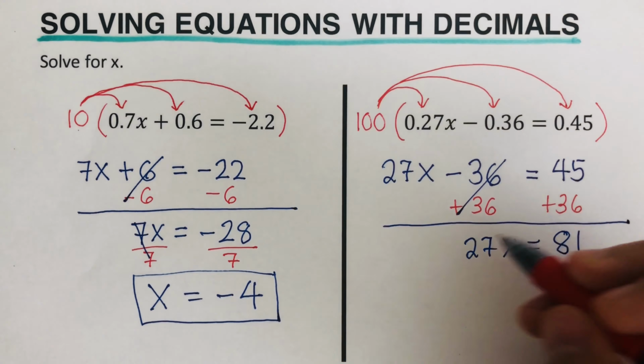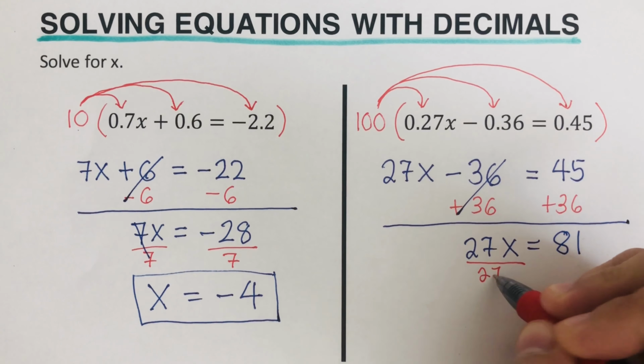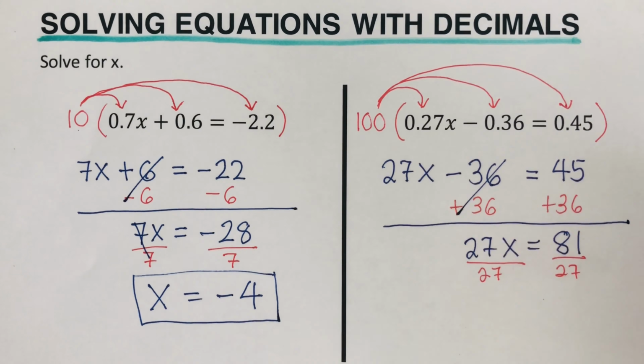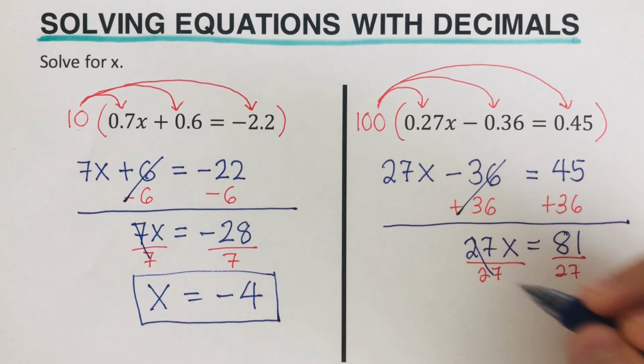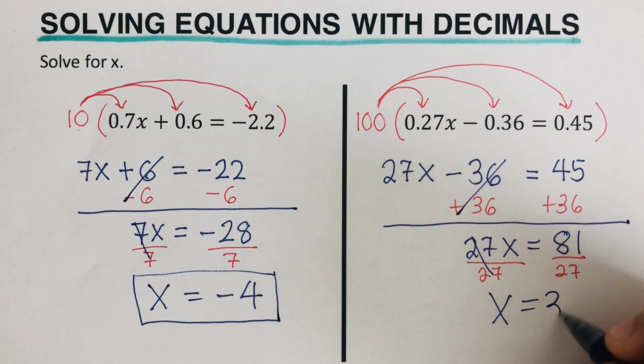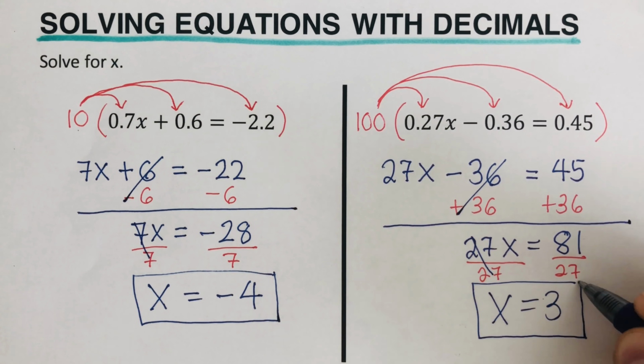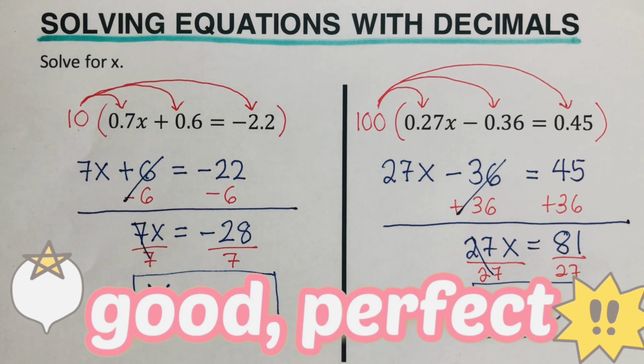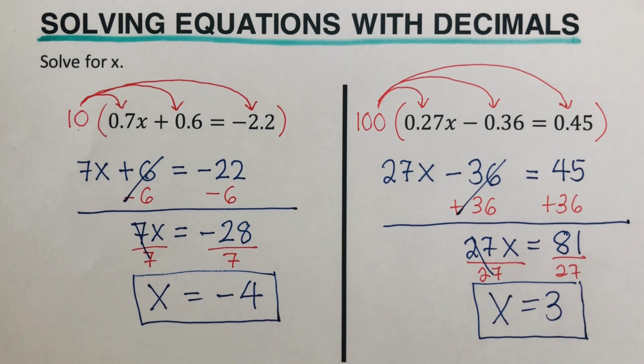And so we want the x by itself. So we're going to divide by 27. So then we are left with x is equal to 3. Did you get the same answer as this? Good. Perfect. Now let's move on to the next example here.